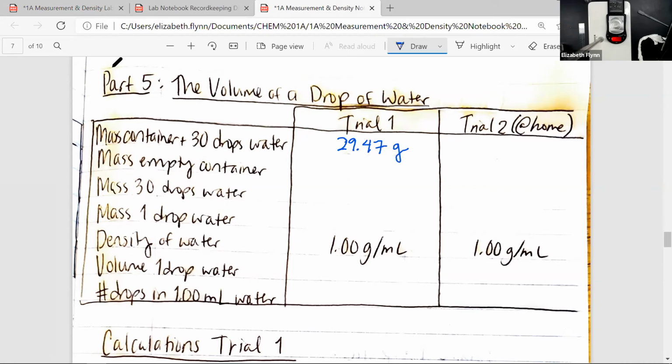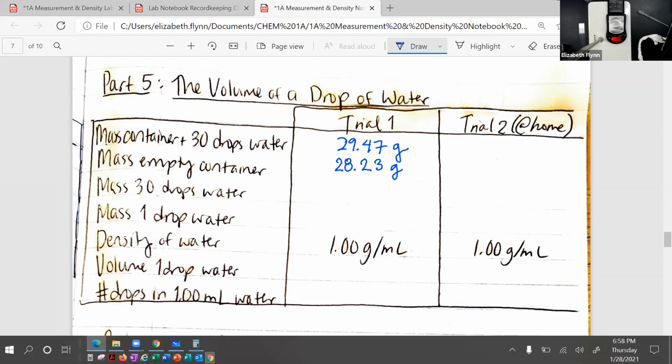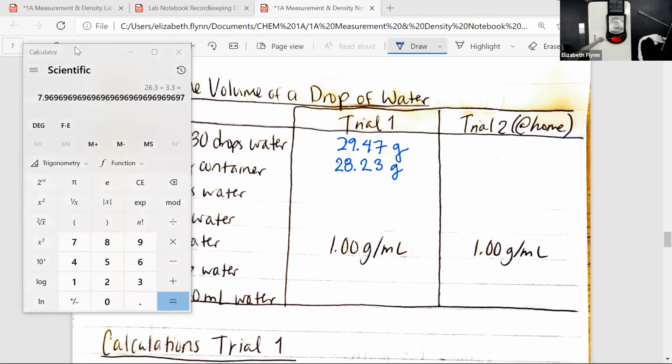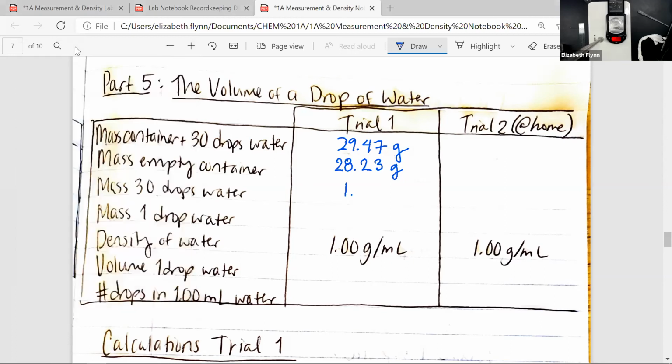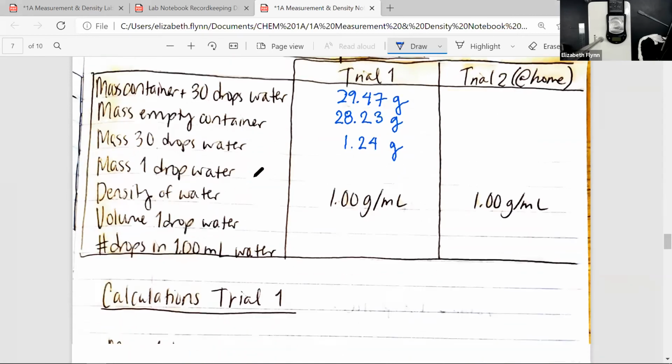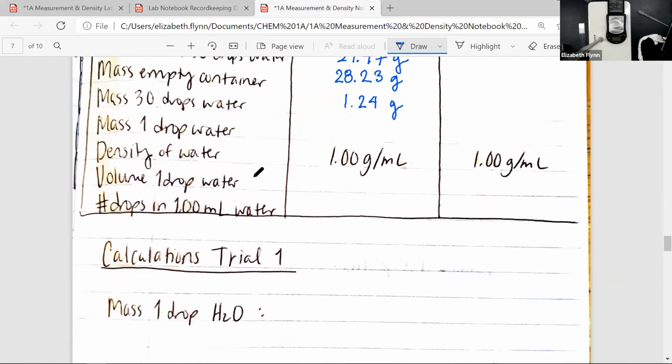Grams. Make sure that you're writing down your units everywhere, okay? Mass of the empty container was 28.23 grams. And for the mass of just the water, we've got to subtract again: 29.47 minus 28.23, 1.24 grams. That's the mass of 30 drops of water. So the mass of 1 drop of water, we're just going to divide by 30.